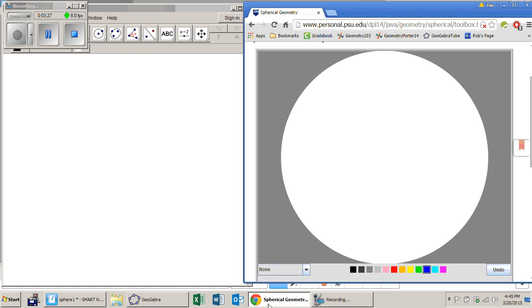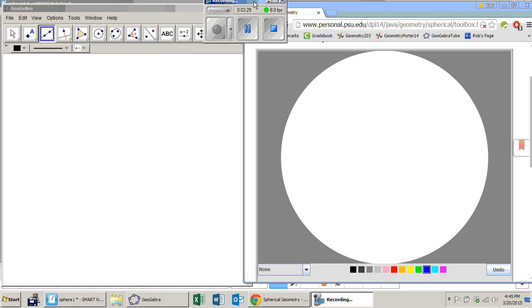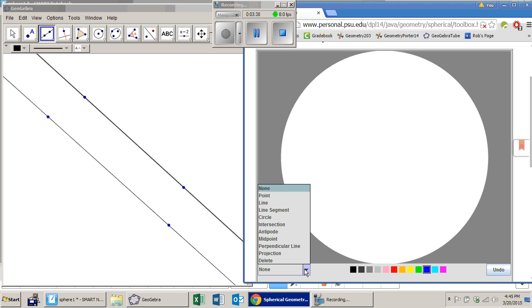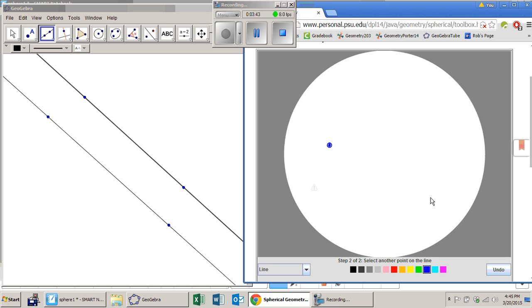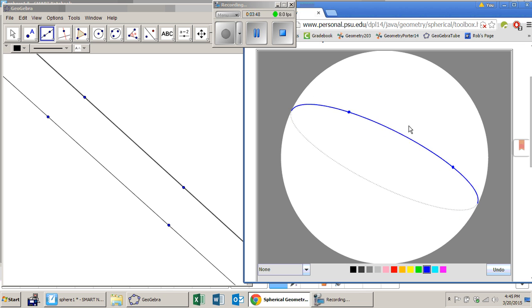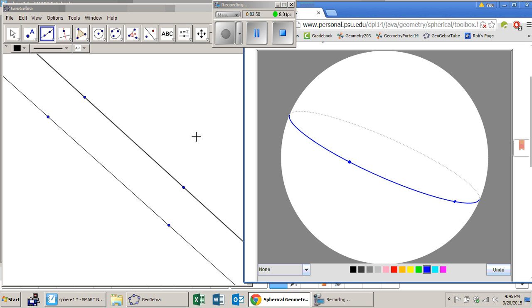What you'll find interesting is that if you have lines in plane geometry, like these, they're straight. But if you have lines in spherical geometry, they form a great circle, like this. And that great circle then wraps around and attaches to itself. So a line in plane geometry is infinite, while a line in spherical geometry has a particular distance. It's finite.